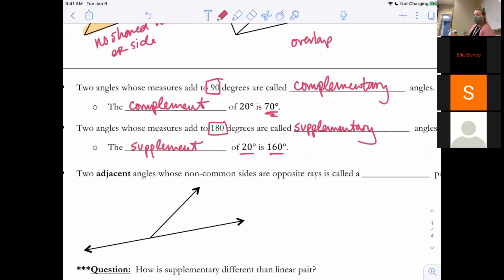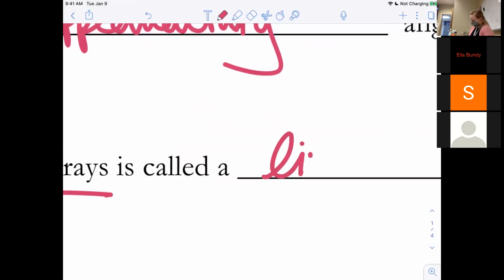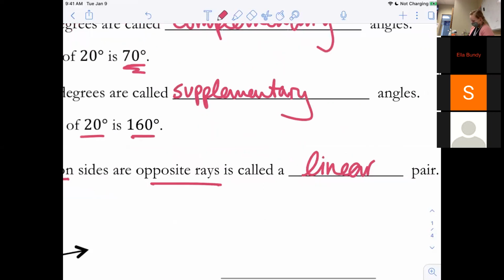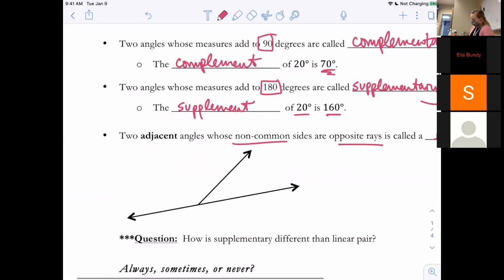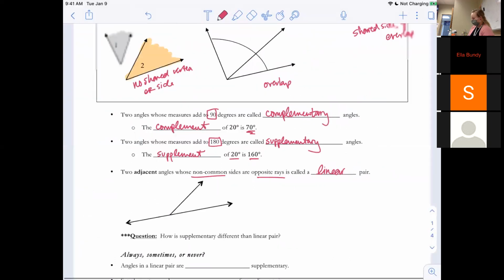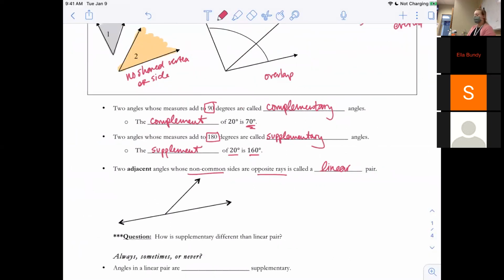Another relationship we're going to talk about is adjacent angles whose non-common sides are opposite rays. We call that a linear pair. So let's look at this example. I already drew one out for you. Sorry, linear pair. I ran away before maybe some of us could write that down. Linear pair.